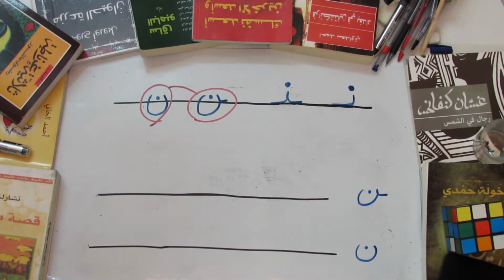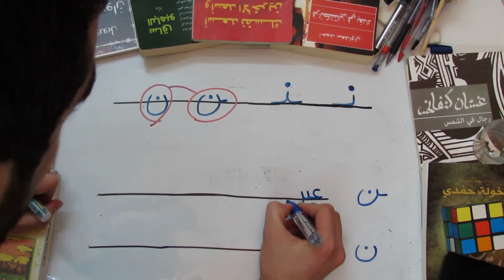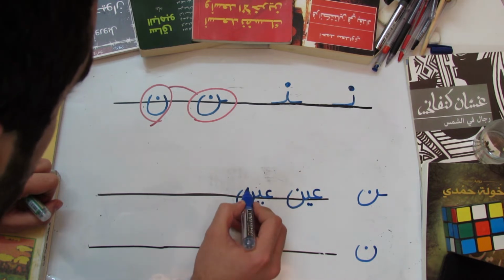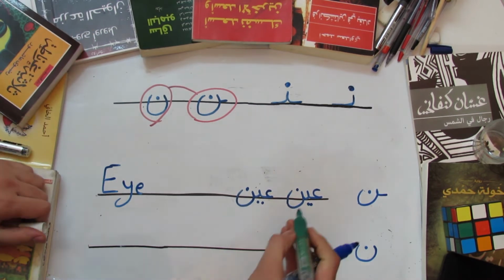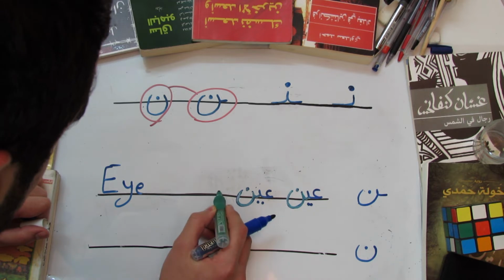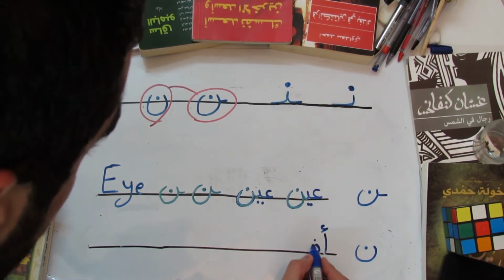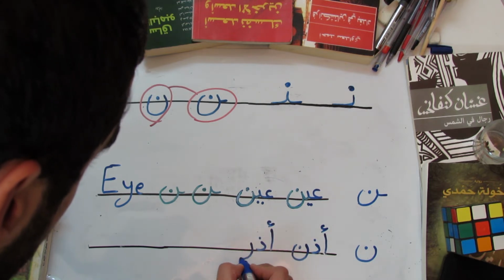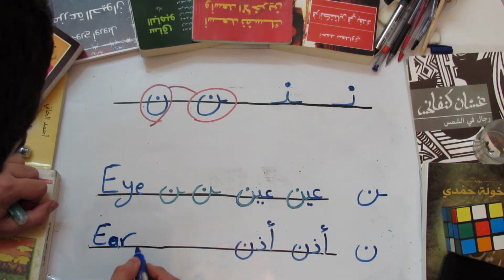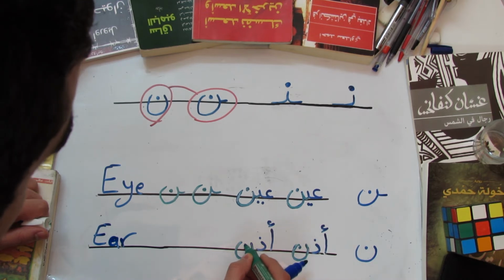And at the end of the word, it has two shapes, depending on the letter before it. So as an example of the first state, the word عين, eye. And as an example of the second state, the word أذن, ear.